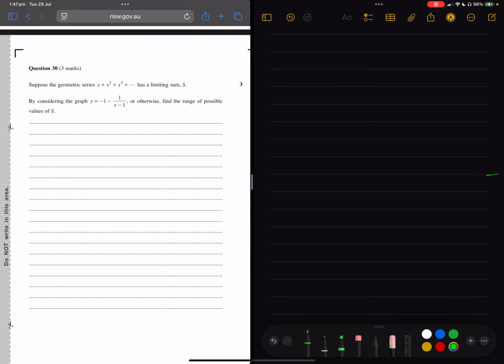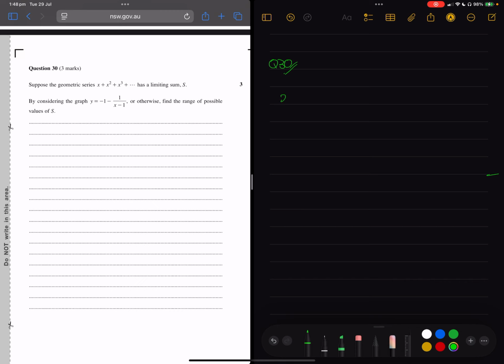All right, let's take a look at question 30. Question 30 from the 2024 Advanced Maths paper. This is quite a weirdly structured question. It's a question about geometric series. These can get quite challenging. They also give us information about a graph. We don't necessarily need to use that though. So let's think about this geometric series we're given.